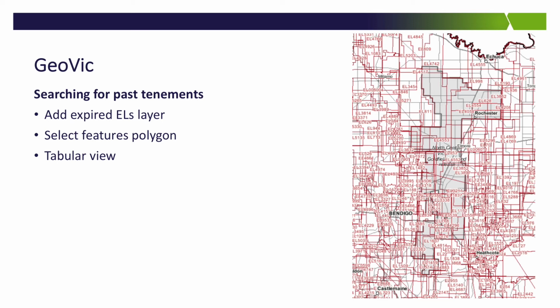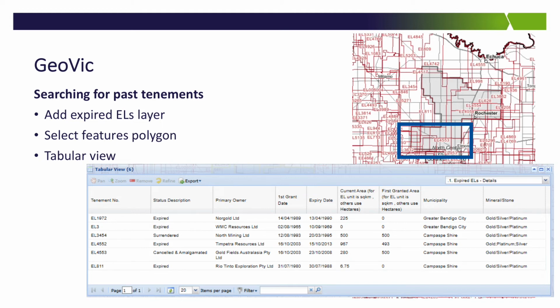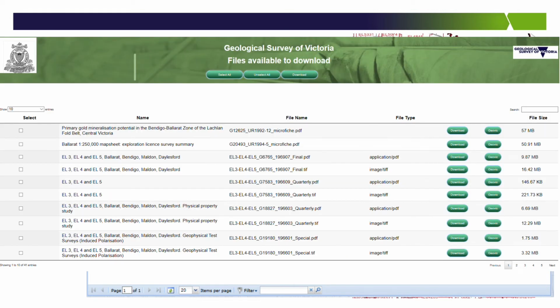So this is the expired exploration license layer in GeoVic, and it's a complete schmozzle of red polygons. But say I'm interested in finding all of the previous exploration licenses for block 2 of the ground release area. In GeoVic, you can draw a polygon over this to select those licenses and bring up a table which lists those exploration licenses from that polygon. And from here, you can navigate to the drop-down to find the reports. So if I decided that I wanted to look at the oldest exploration license for the area, which in this case is EL3, searching for the reports will take you to the GSV catalogue. And here it will list all of the files that we have in our database that is tagged to EL3.